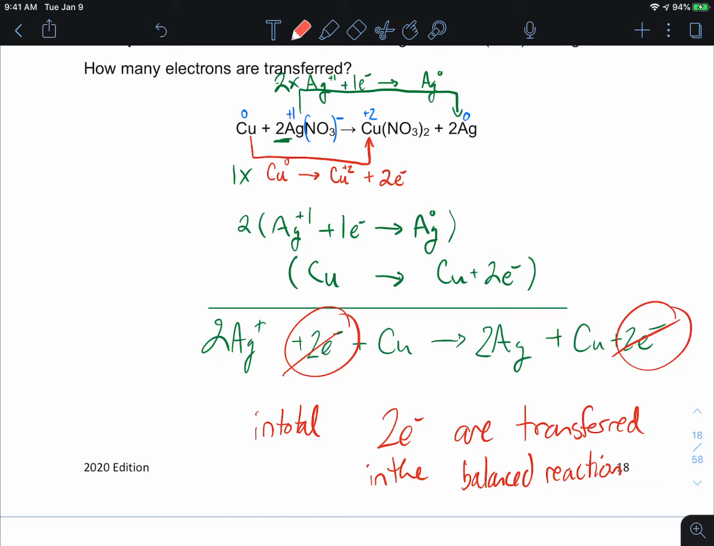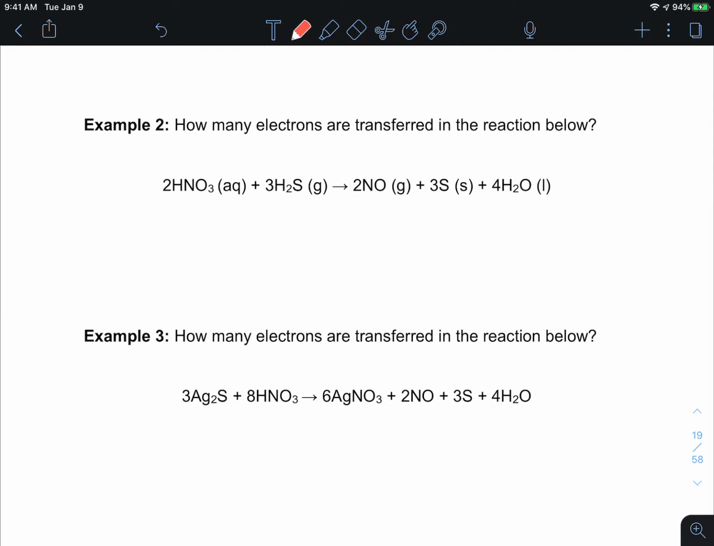Whenever you are talking about these kinds of questions, they want to know how many electrons are transferred in the balanced reaction. You might have to know how many electrons were moved in the 2 half reactions in order to determine this. But the answer here is that you need to know how many electrons in total were transferred, how many should have been on the left and the right and were canceled out through this redox combination. Okay, so let's look at one more example here.